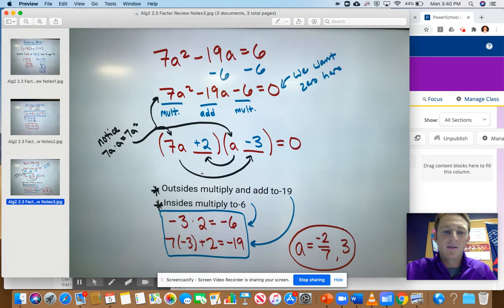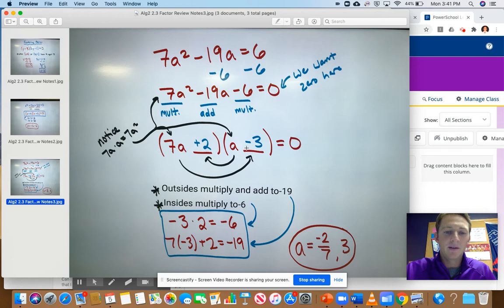So here's a big difference. We're going to multiply 7 times whatever is out here, and 1 times whatever's in here. We end up figuring out it's a positive 2. And they're going to add to that negative 19. And then the inside, so the numbers that we actually plug in, they're going to multiply to negative 6. So we figure out negative 3 times 2 is negative 6.